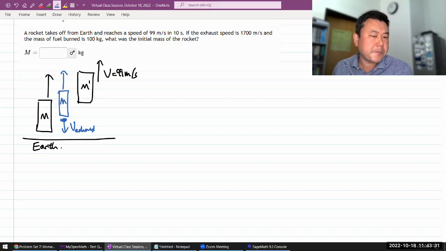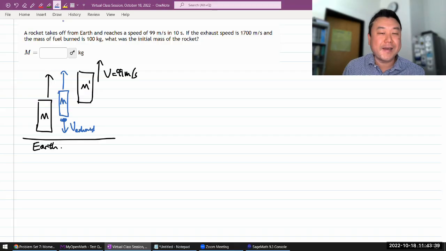So I'm going to make some approximations, which the system might say gives a wrong answer. In that case, I will just refine those approximations. The very first approximation I'm going to make is I'm going to assume that all 100 kilograms of exhaust is moving at this speed, 1700 meters per second, in the frame of Earth.